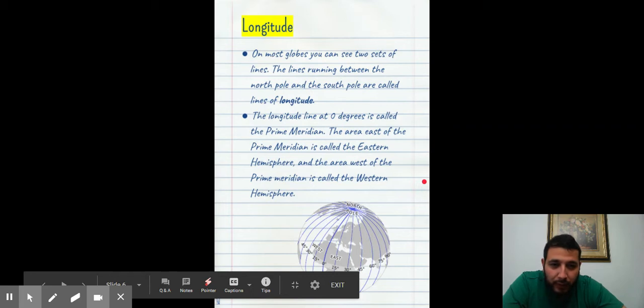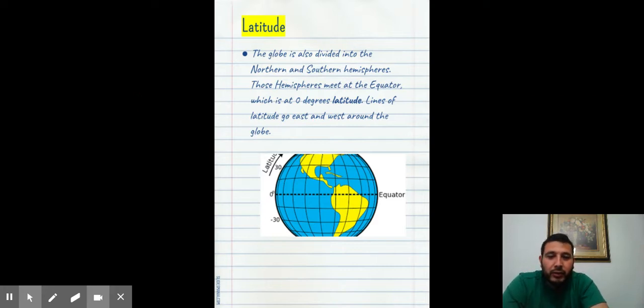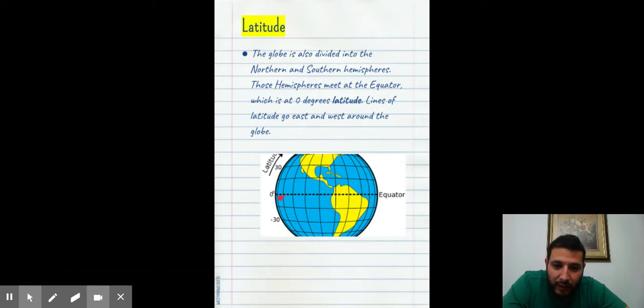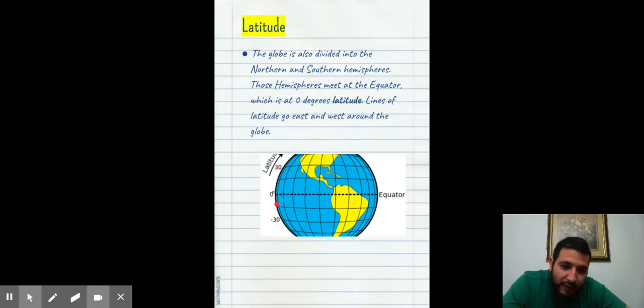So let's start with the next one. Now latitude. The globe is also divided into the northern and southern hemisphere. So if you look here, this is the southern hemisphere, this is the northern hemisphere. They start at 0 degrees here at the equator. If you go up, then it will be north 30, 55, whatever. And the same, I know it says negative, but it's really just south 30.